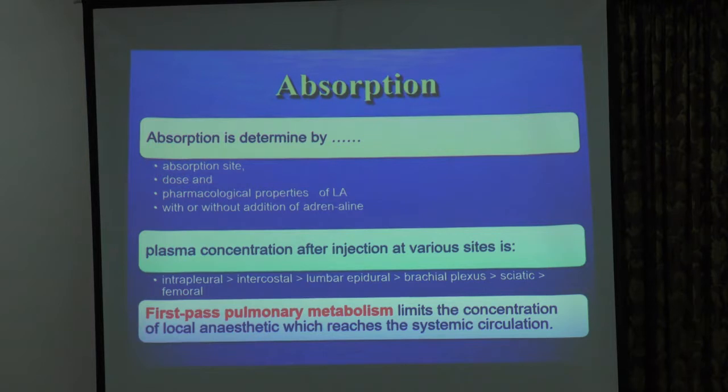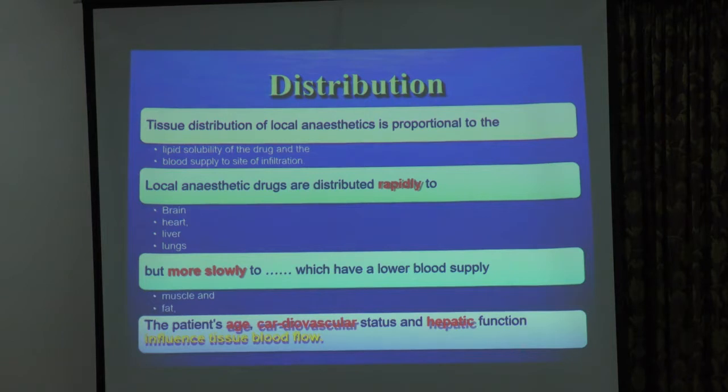There can also be a first pass pulmonary metabolism, which can limit the concentration of the local anesthetics which can reach the systemic circulation. And then tissue distribution of the local anesthetics will be proportional to their lipid solubility. Of course, if it's highly lipid soluble, we expect it to go into tissues that are highly lipid in nature. And then if there is a lot of blood supply to the infiltration site, that will also take it to some tissue.